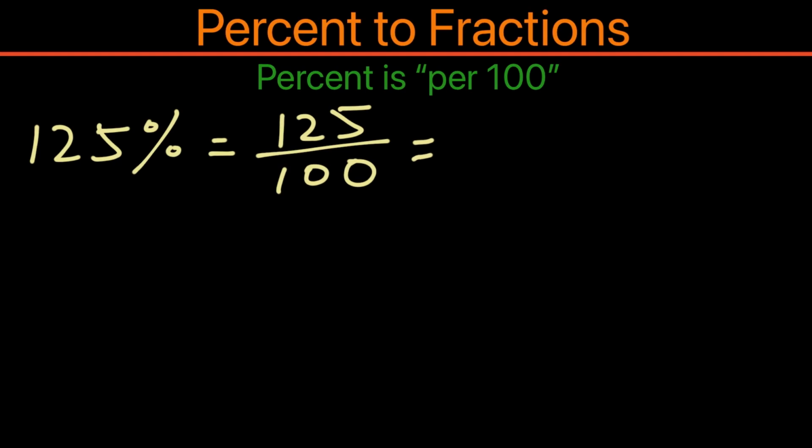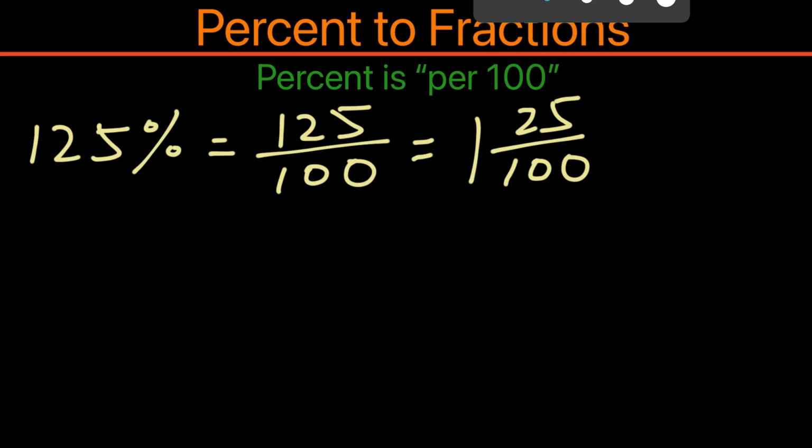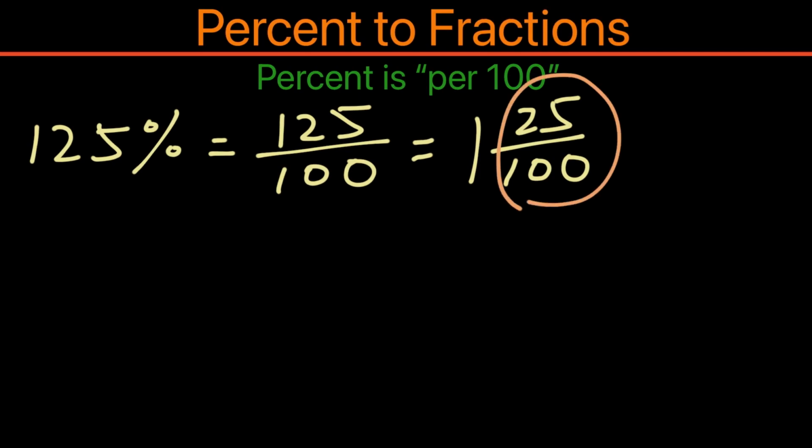So from here, we could definitely take out 100. So that would make it 1. And the remaining would be 25 over 100. And after that, we could simplify just the fraction portion of the mixed number. And so now we would find the greatest common factor between 25 and 100.